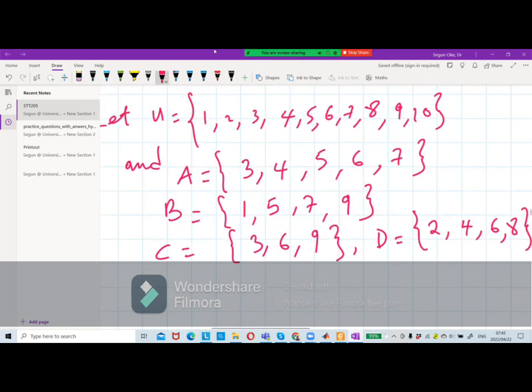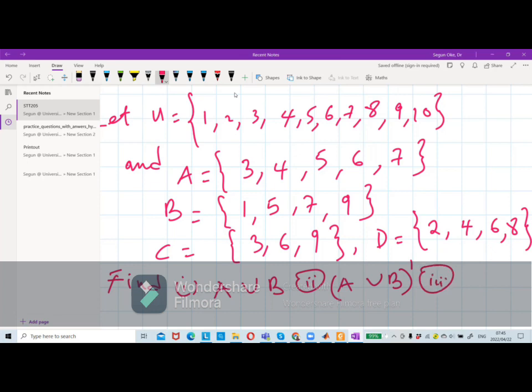So we have this. Now the question says find: Roman figure 1, A union B. Roman figure 2, (A union B) prime. Roman figure 3, A prime intersection C prime.